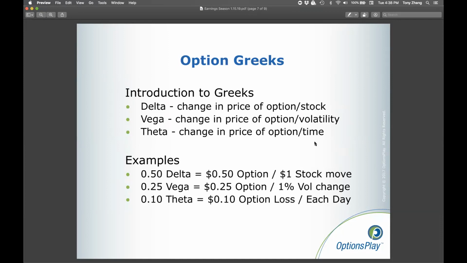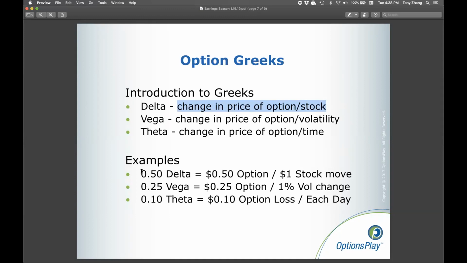So when we talk about having the large stock move working in our favor, that's what delta tells us. Delta is the Greek of the option that gives us an understanding as to how much the change in the price of the option is affected by the change of the price in the stock. So if we expect the stock to miss on earnings and move, let's say 10% lower, delta tells us how much money we'd actually expect to make from that option if the stock does move 10% lower.